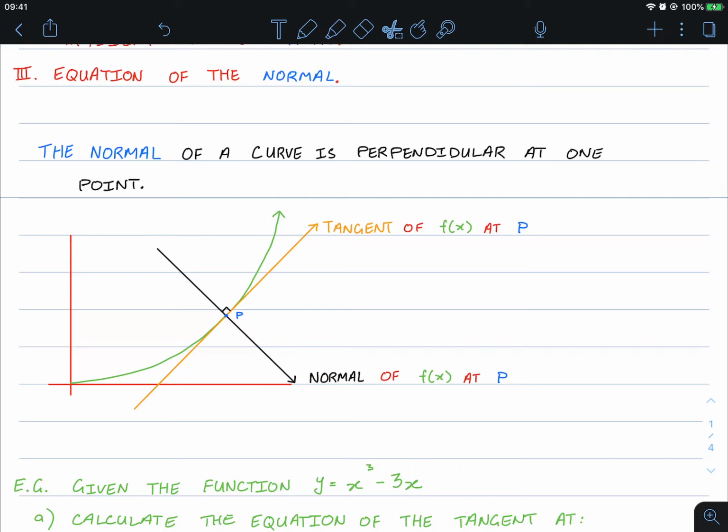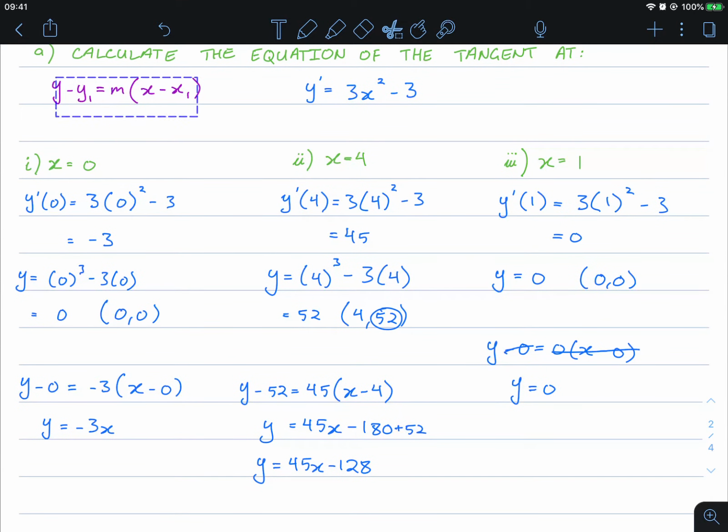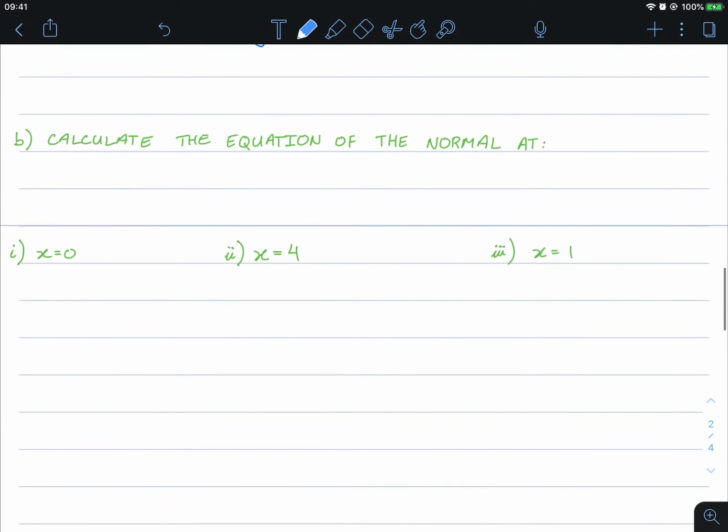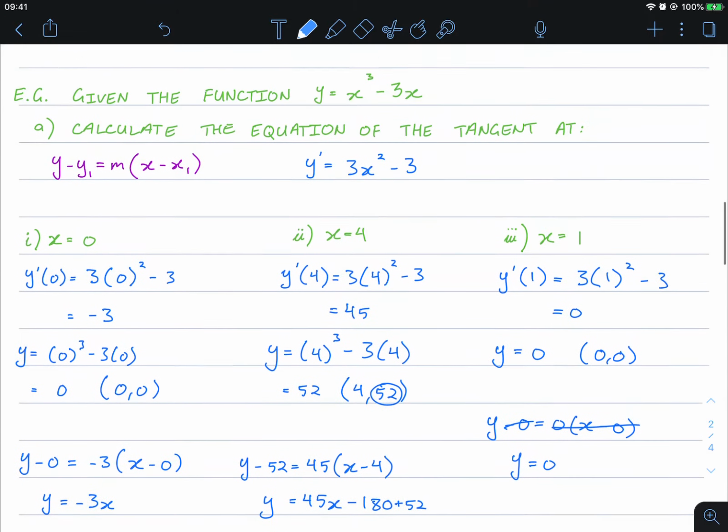Hello class, this is just a continuation on calculating the equation of a tangent as well as calculating the equation of normals. In the previous video we saw that we could utilize the point gradient formula as well as the derivative in order to find the equation of the tangent. In this video we're going to be looking at calculating the equation of the normal.